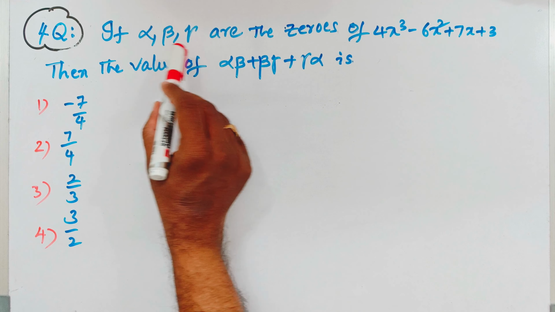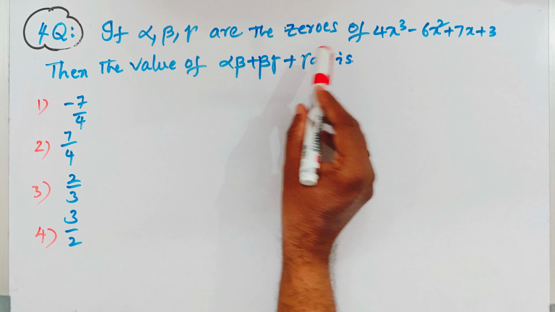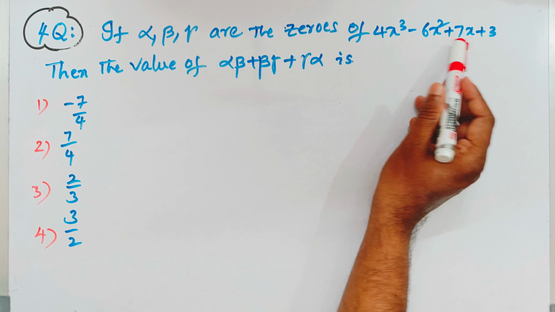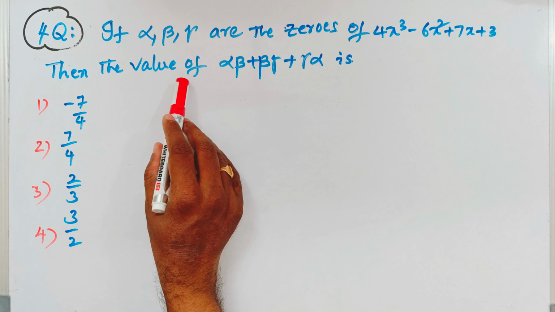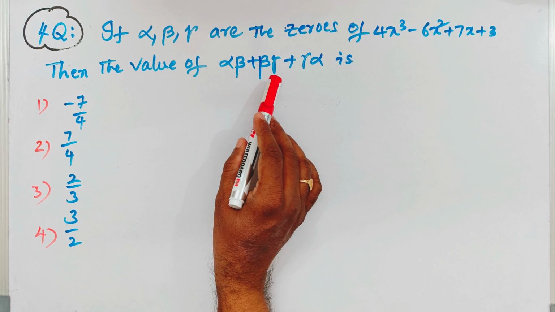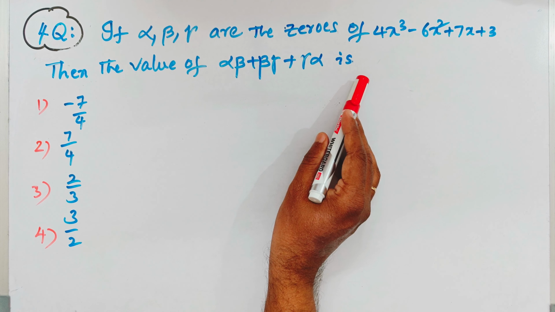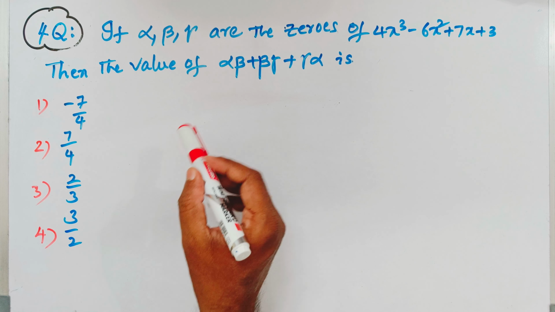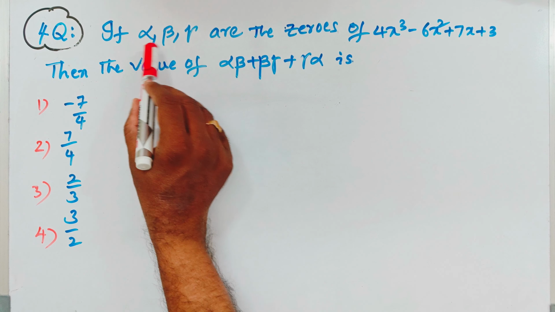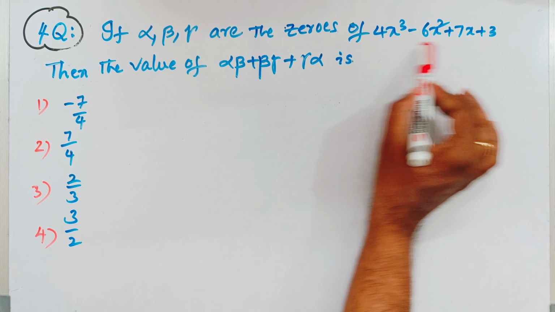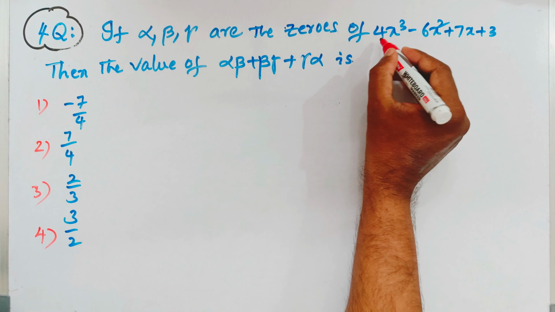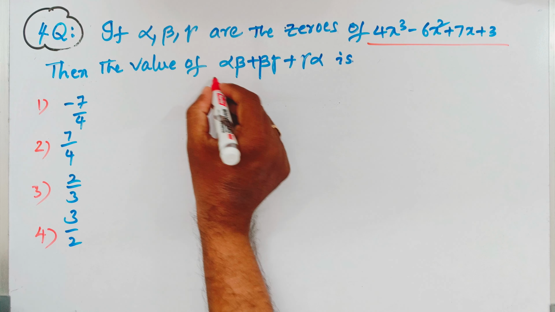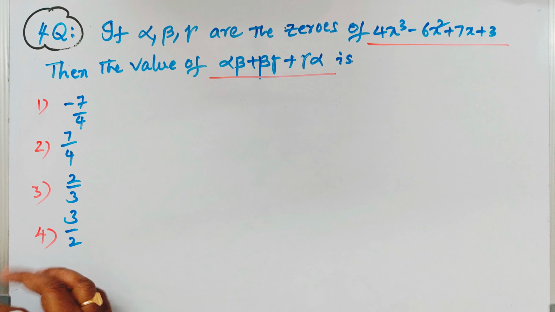Question: If alpha, beta, gamma are the zeros of 4x cube minus 6x square plus 7x plus 3, then the value of alpha beta plus beta gamma plus gamma alpha is... Here the four options are given. If you observe it clearly, there are three zeros of this polynomial, which means this is a cubic polynomial. So you're asking here about the zeros of a cubic polynomial.